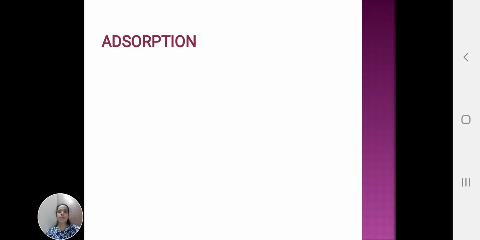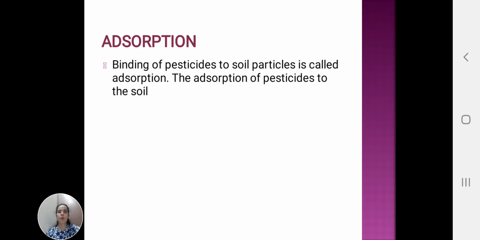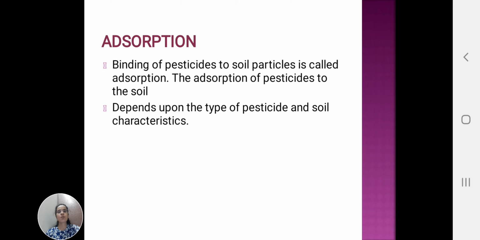Adsorption is the binding of the pesticide to the soil particles, and it depends upon the type of the pesticide as well as the soil characteristics. It has been found that pesticides are strongly adsorbed to soils which are rich in clay or organic matter, and they are loosely adsorbed to soils which are composed of more sand, that is, sandy soils have less adsorption of the pesticides.